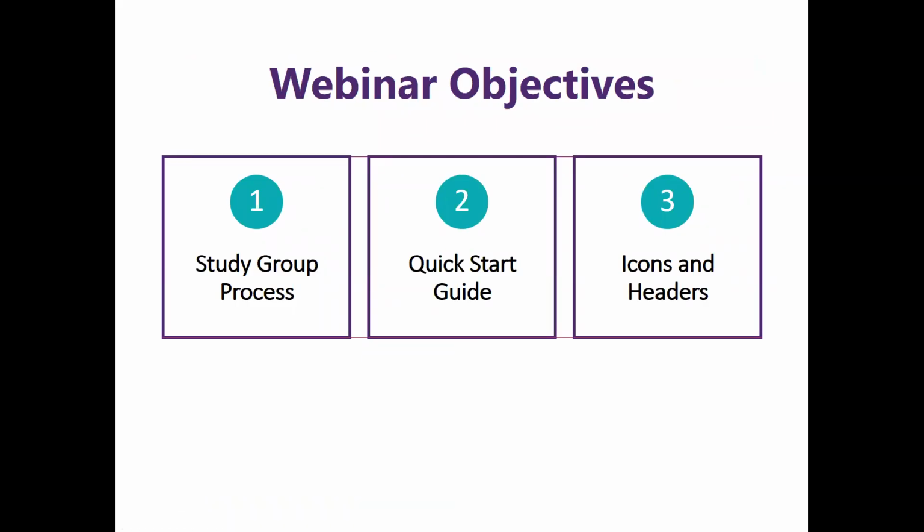The objectives for today's learning session are threefold. First is to quickly review the steps involved in the full CCAT study group process. Second is to reference the Quick Start Guide and make sure that you have the materials you need to get the study group going. Finally is to orient you to the various types of icons and headers that are utilized throughout all of the supporting documents.